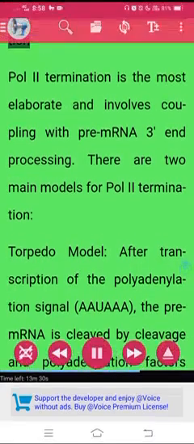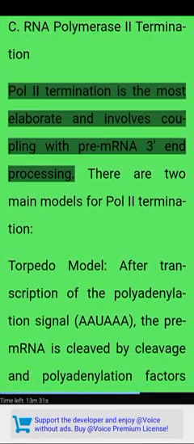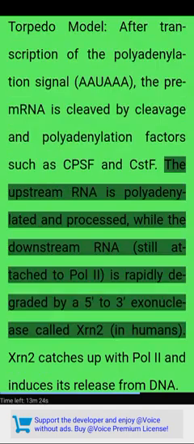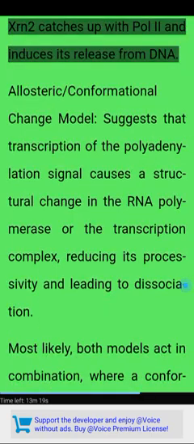C. RNA polymerase II termination. Pol II termination is the most elaborate and involves coupling with pre-mRNA 3' end processing. There are two main models for Pol II termination. Torpedo model. After transcription of the polyadenylation signal AAUAAA, the pre-mRNA is cleaved by cleavage and polyadenylation factors such as CPSF and CstF. The upstream RNA is polyadenylated and processed, while the downstream RNA, still attached to Pol II, is rapidly degraded by a 5' to 3' exonuclease called XRN2 in humans. XRN2 catches up with Pol II and induces its release from DNA.